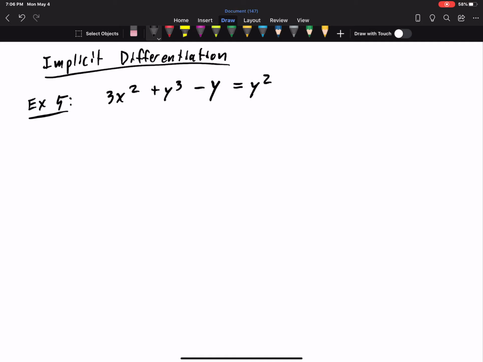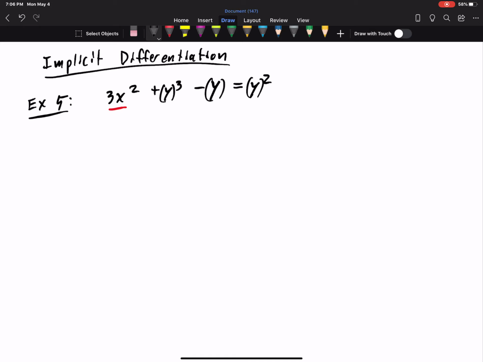So, first thing we need to do with this strategy is derive implicitly both sides of this equation. So what we're first going to do is put some parentheses around all of our y stuff, just so it reminds us to use the chain rule. Okay. Now what we're going to do is derive both sides term by term in terms of x.